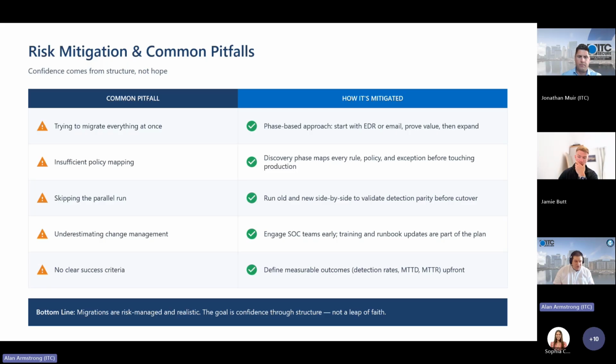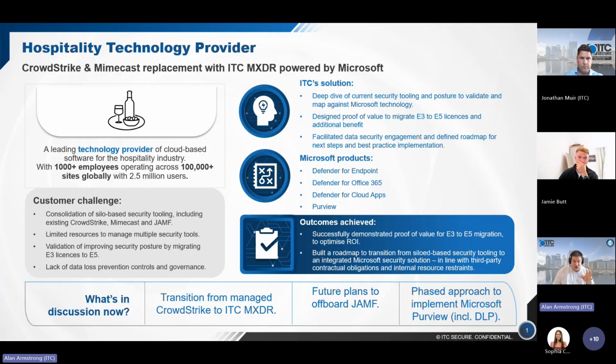Perfect. So moving on. Now let's look at a use case.